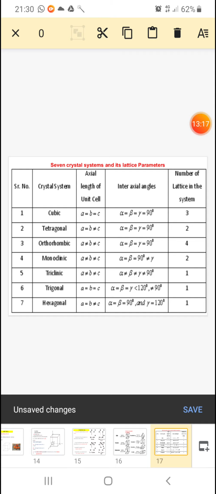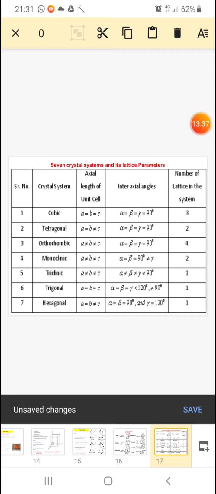The triclinic system has A is not equal to B is not equal to C, and alpha is not equal to beta is not equal to gamma is not equal to 90 degrees, and the number of lattices in the system is 1. The next system is the trigonal system.